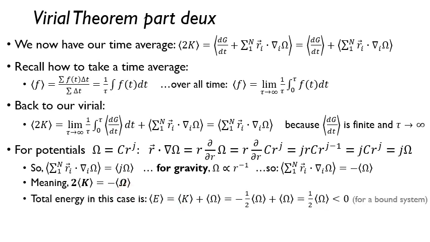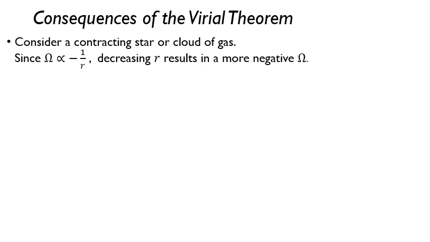Okay. And so then the total energy of our star is going to be the sum of the kinetic energy and the potential energy, but the kinetic is just minus 1/2 the potential. And so then finally the total energy of the star is 1/2 times this average potential energy, and that is going to be less than 0 because this is a bound system. Okay, so cool. So what are the consequences of this?